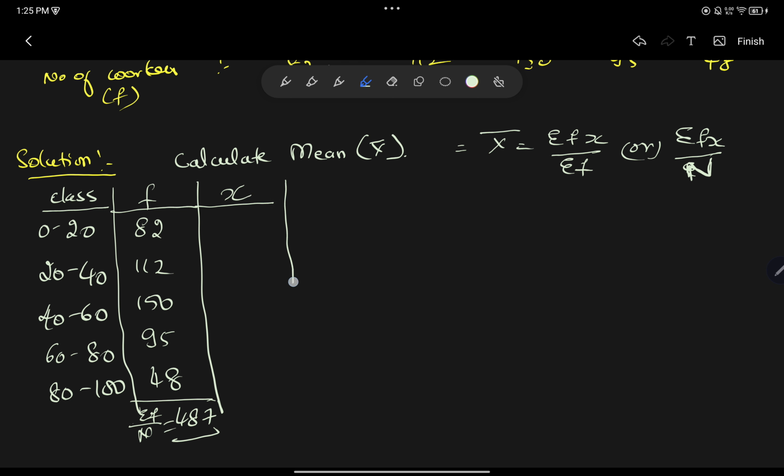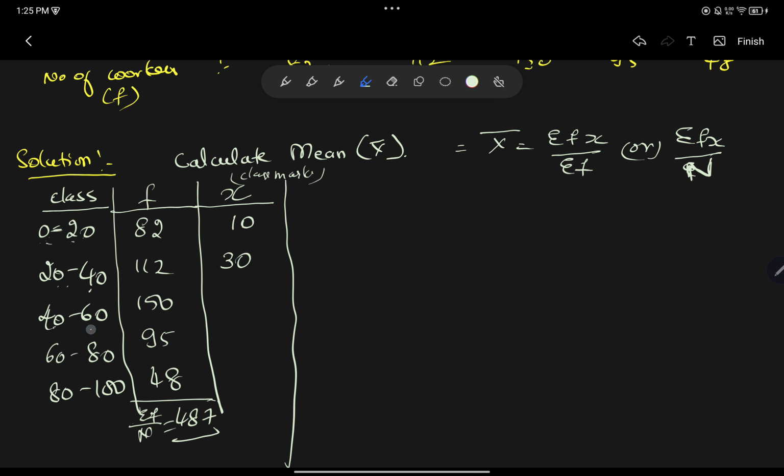How do we calculate x? x is the mid value between these classes. That is the class mark. If you are learning from other videos, they use the word class mark. How do we get it? 0 plus 20 is 20, divided by 2 is 10. 10 is the class mark, the mid value. 20 plus 40 is 60, divided by 2 is 30.